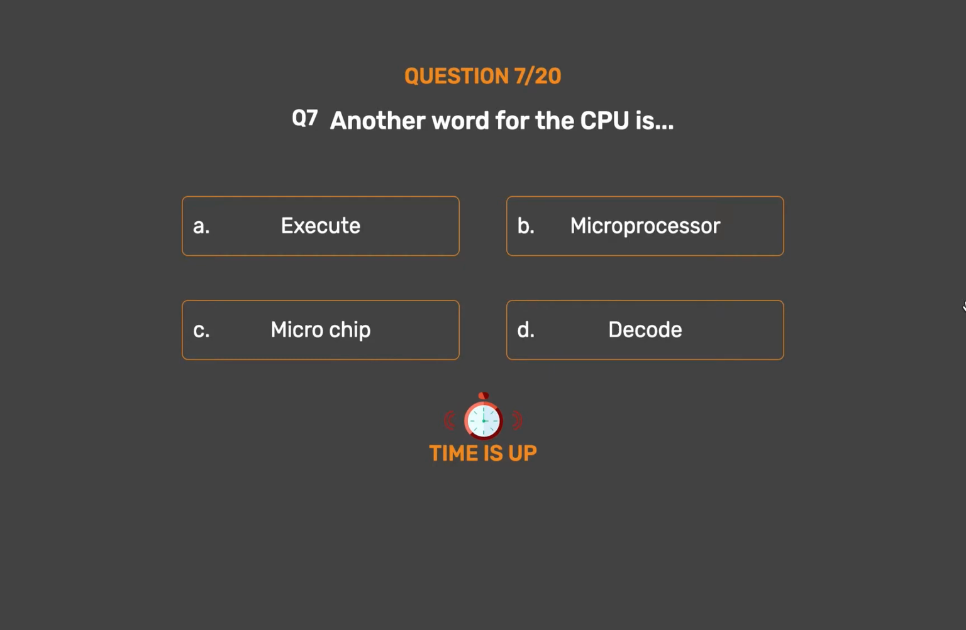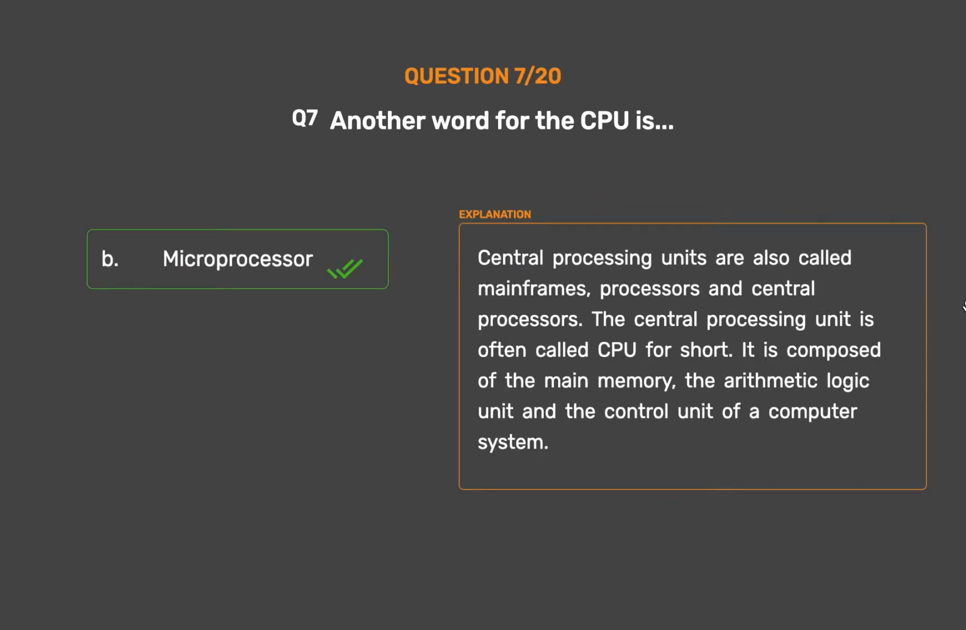The correct answer is Option B. Microprocessor. Central processing units are also called processors and central processors. The central processing unit is often called CPU for short. It is composed of the main memory, the arithmetic logic unit, and the control unit of a computer system.